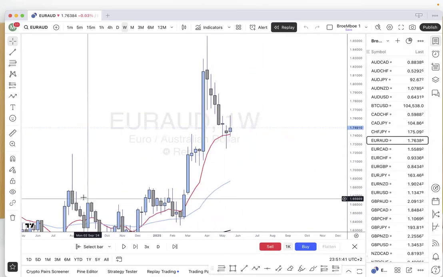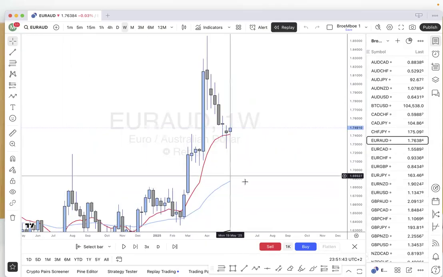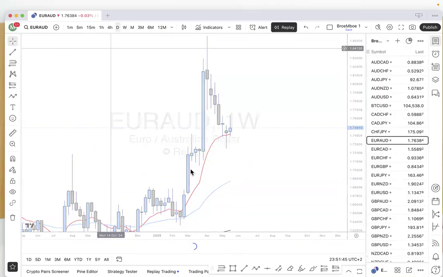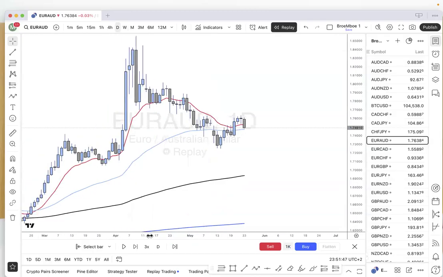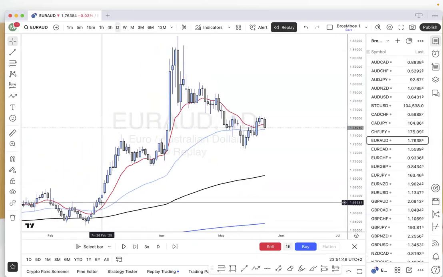So can we just go to the daily time frame right now. On the daily time frame, one thing I observe so much and have understood about CRT is that whenever you see a CRT model on weekly, when you go to daily, you will definitely see it. I don't know, maybe I'm wrong about that.